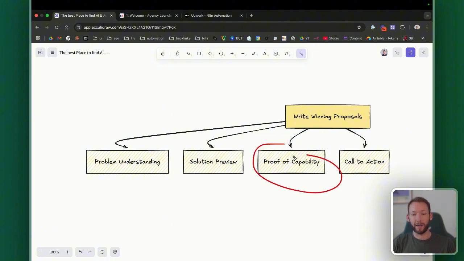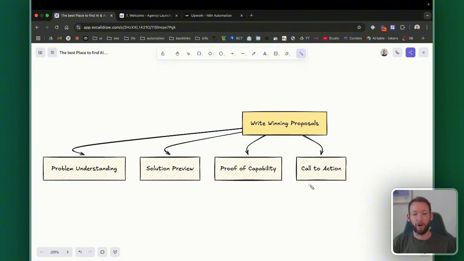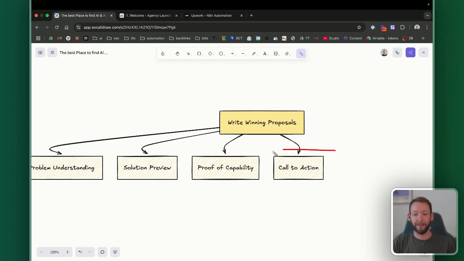You want to prove that you are capable. So include examples of previous experience that relates to this. And then finally, try and book a call in with them so that if they're reading your proposal, they're drawn to actually take the next step with you and book in a call and talk about their solution.